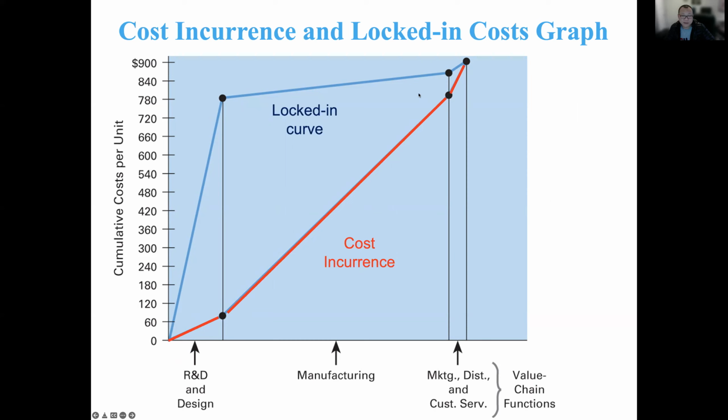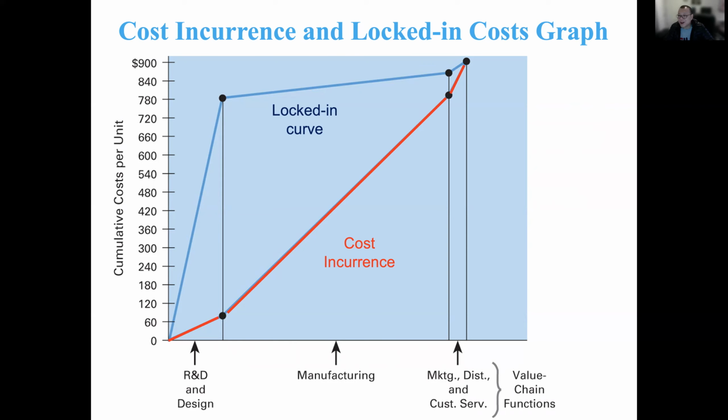the blue line. You can see horizontally, we are talking about the value chain functions. From the very beginning, the first step is to do research and development, and you design. Let's say after doing research and development, you have a patent, and then with the patent, you design a product. At this point, the cumulative cost per unit is actually about $70 per unit. These are the costs actually incurred.